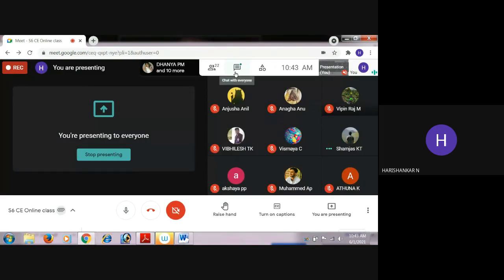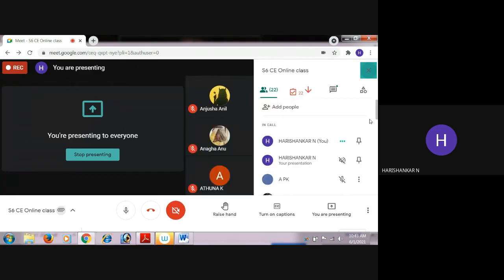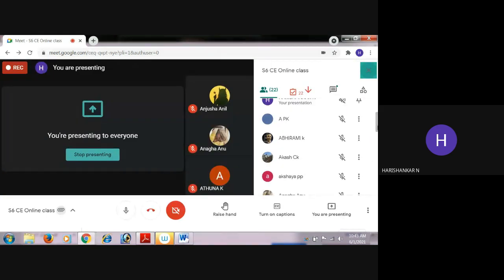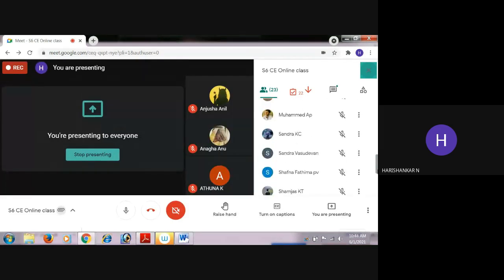Okay, please share your values. I hope you have drawn the graph. Okay, Abhirami, have you drawn the graph? Athuna, Shamjas, Vipin Raj.